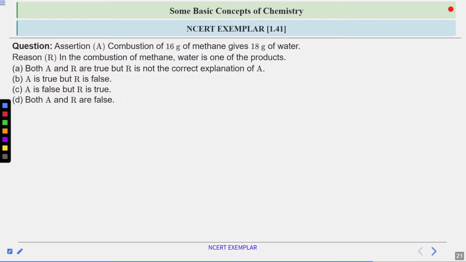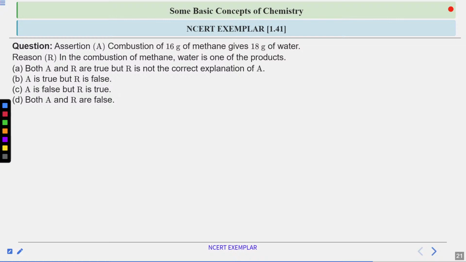Our next question is, combustion of 16 gram of methane gives 18 gram of water, and the reason is given as, in the combustion of methane, water is one of the products. So this is an assertion-reason type question. So is it true? Let's see how we can do it.